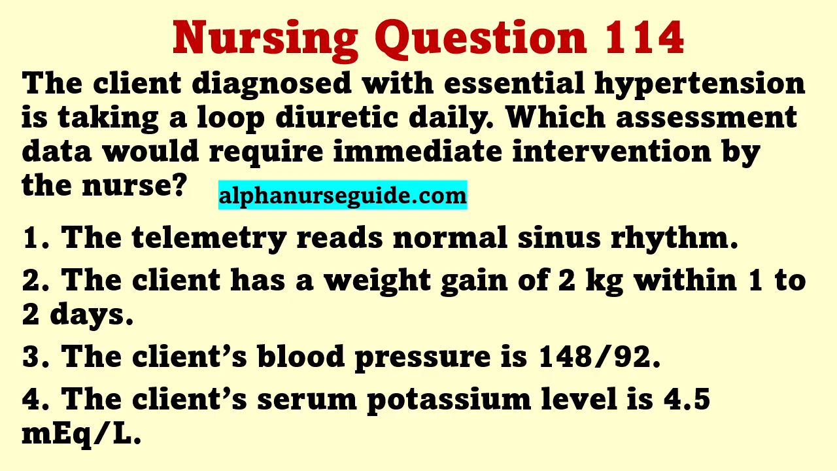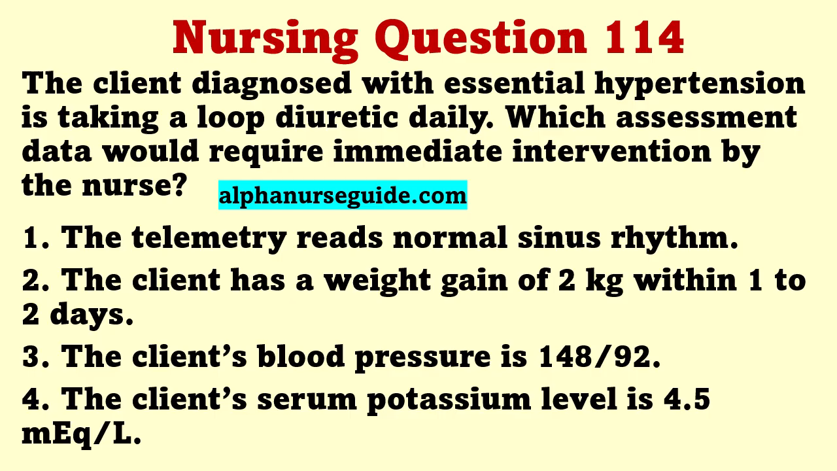The correct answer is 2. The client has a weight gain of 2 kilograms within 1 to 2 days. Rapid weight gain, for example, 2 kilograms in 1 to 2 days, indicates that the loop diuretic is not working effectively. 2 kilograms equals 4.4 pounds. 1 liter of fluid weighs 1 kilogram.